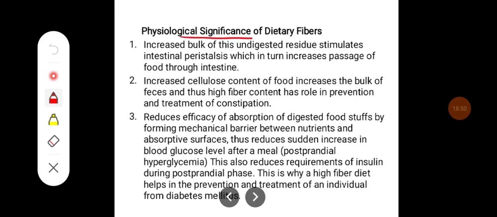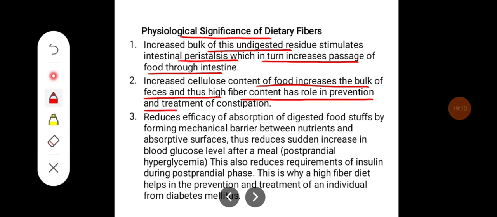The physiological importance or significance of dietary fibers. Increased bulk of this undigested residue stimulates the intestinal peristalsis, which in turn increases the passage of food through the intestine. Secondly, increased cellulose content of the food increases the bulk of feces, and thus high fiber content has a role in prevention and treatment of constipation.